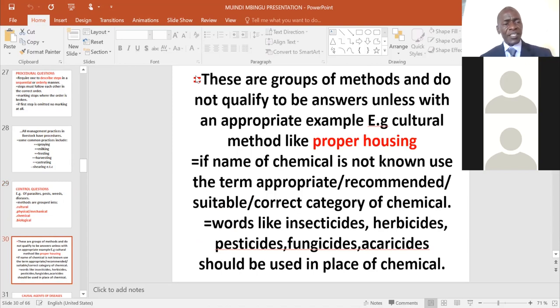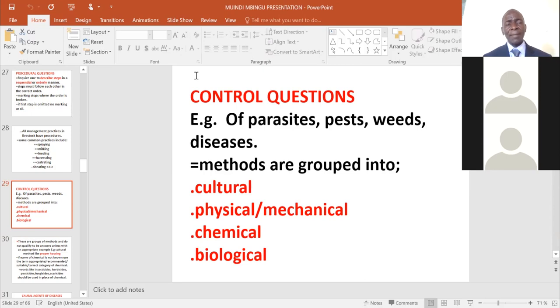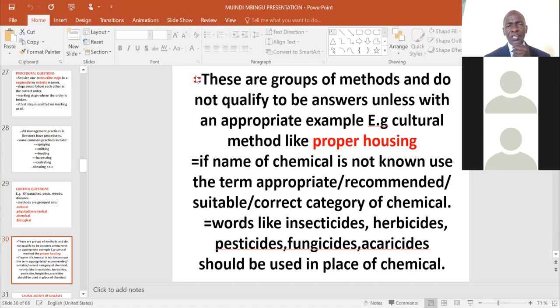If you write the categories as your answer to a question like state 4 control measures of livestock parasites, then you say cultural, physical, chemical, biological, 0 mark, because you'd have answered a different question, which probably says, name the categories of control measures of livestock parasites. So pay attention to the question so that you do not miss a mark. Those are groups of methods and do not qualify to be answers unless an appropriate example is given.